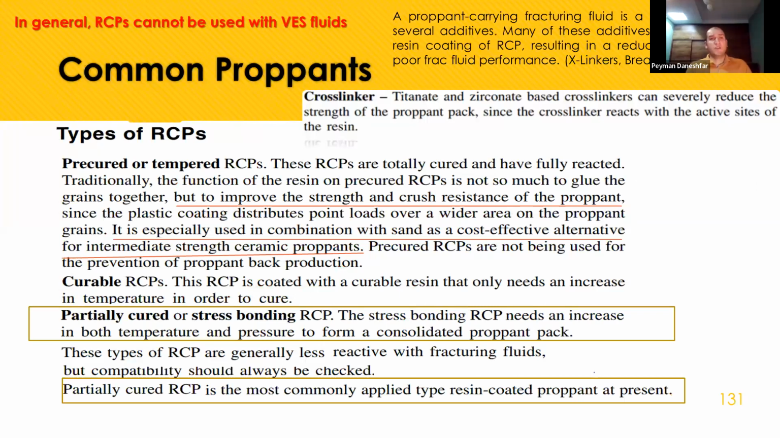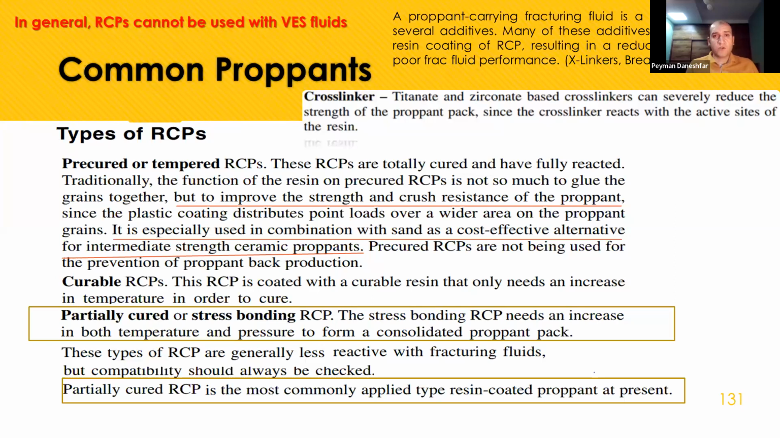Common proppant. We have three types of RCP, resin-coated proppant: pre-cured or tempered, curable, and partially cured or stress bonding proppant. Just keep in mind that we cannot always use RCP with VES fluid and also with crosslinker, because sometimes the crosslinker additive reacts with the resin and will damage our operations.